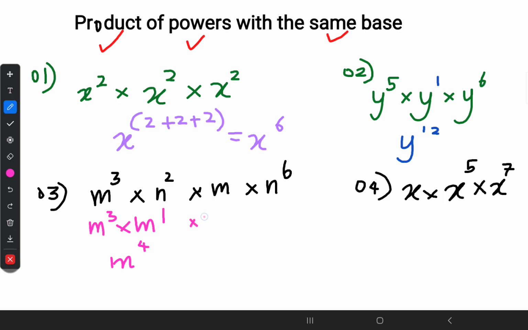Then do the operation between n square and n power of 6. Here also the bases are same. Look at this.